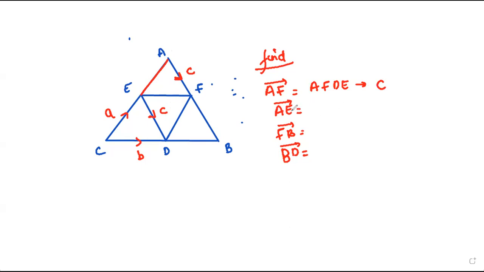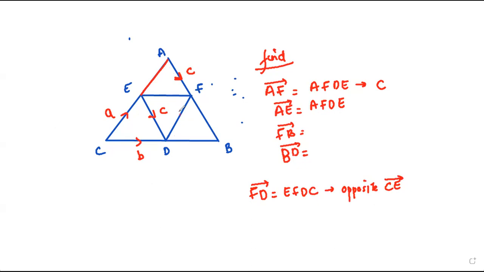Now A to E. Which parallelogram do I have to pick? A, F, D, E, the same parallelogram. But I should know what F to D is. For that, I'll pick another parallelogram, which is EFDC. A little bit of practice and it's very easy. You can easily solve it. So in EFDC, the opposite side of F to D is C to E.